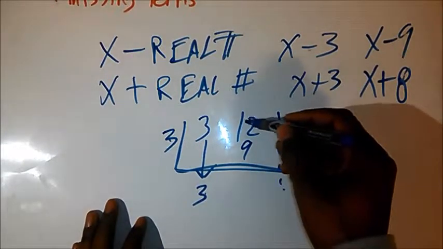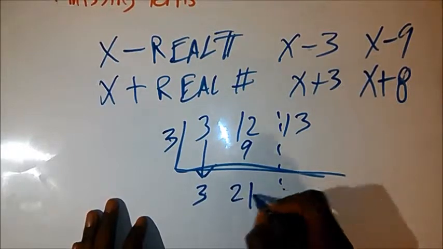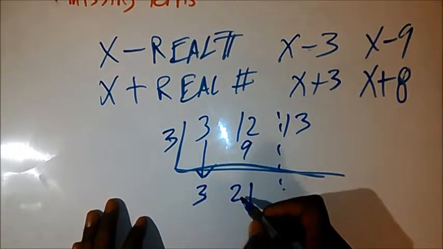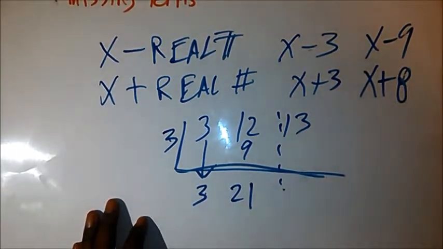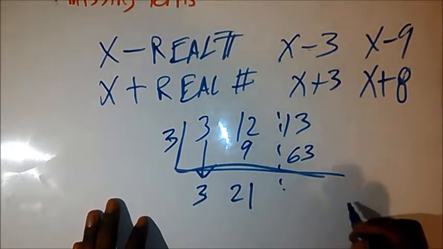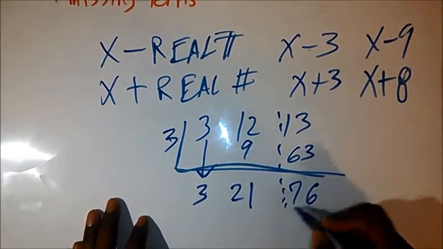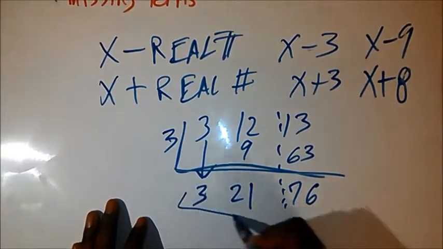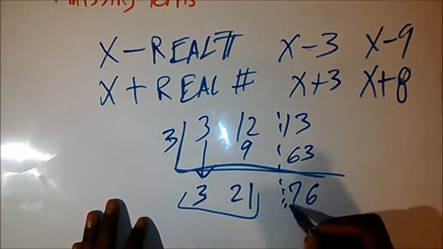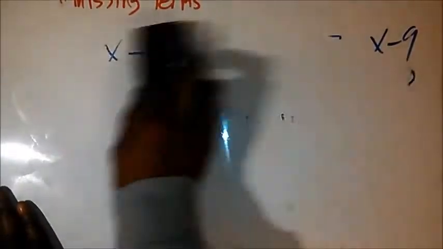And 12 plus 9 is going to be 21. Then you multiply 21 times 3, which is going to be 63. And 63 plus 13 is going to be 76. So you'll have this quotient here, and you have this remainder here. I'll explain with another example. I'll just explain how to do it.